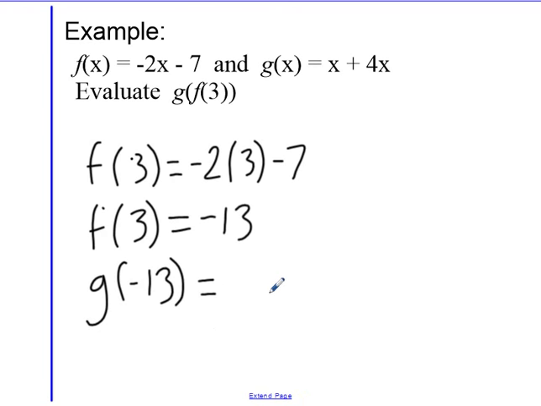Again, we plug 3 into the f function, get an answer, plug that answer into the g function. The g function has two x's, so I'm going to have to plug in the negative 13 twice. It gets plugged in right here for this x, plus, I'm going to put parentheses around that so I know I plugged it in, plus 4, parentheses, there's another x, so it also gets the negative 13.